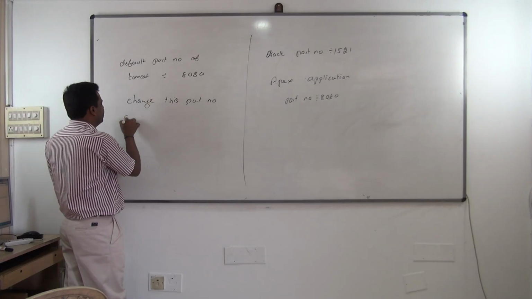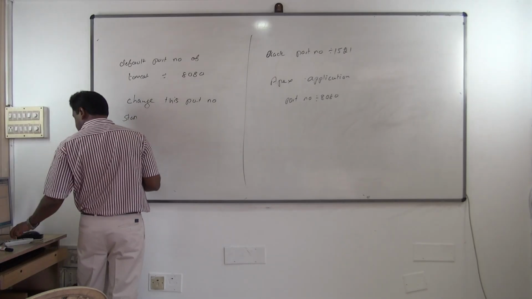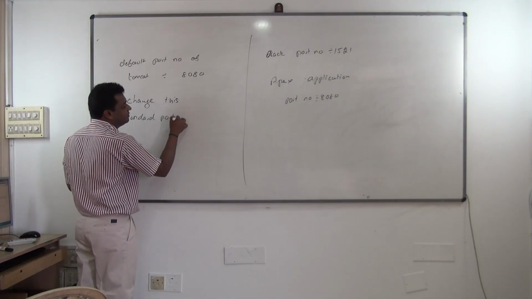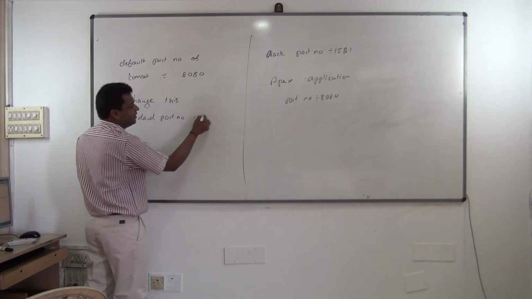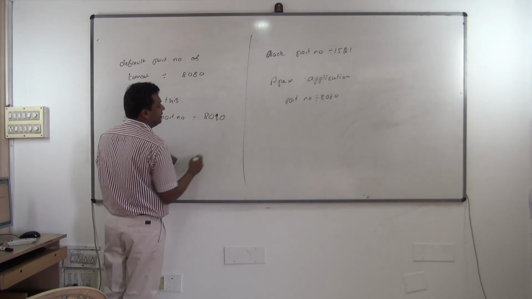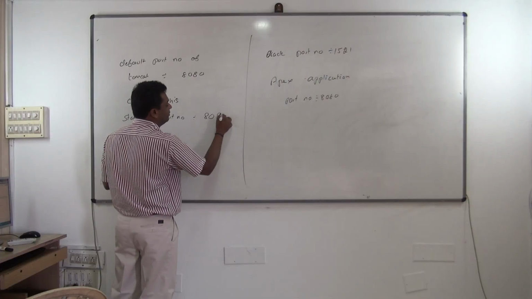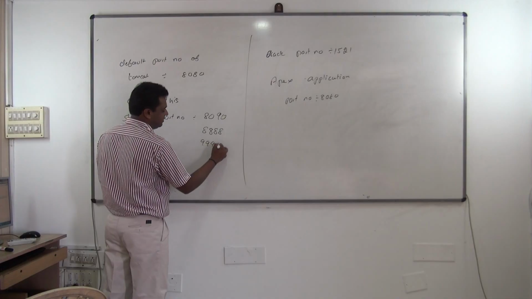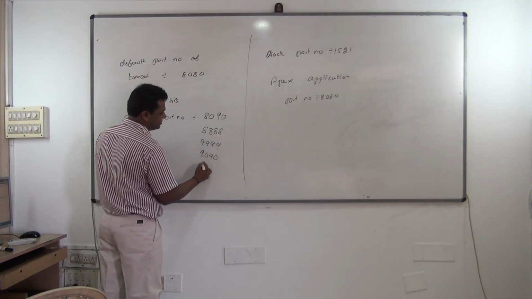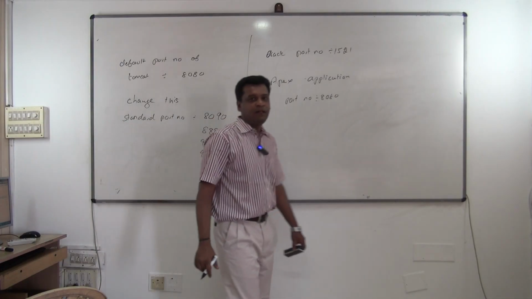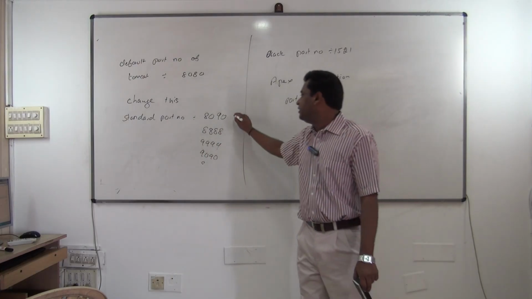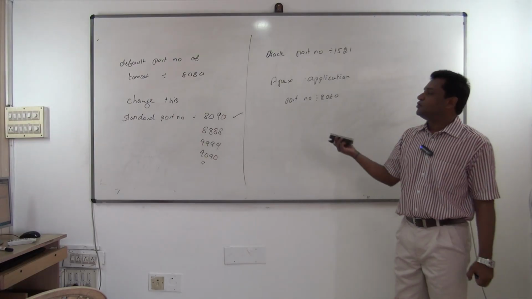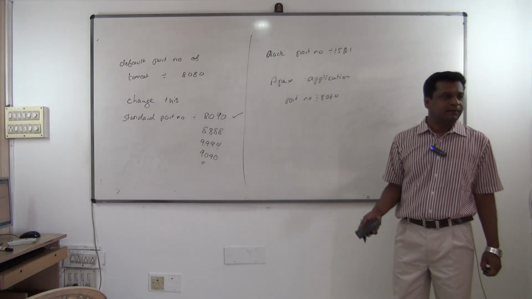Some standard port numbers. In industry we follow some standards, so I'll just list some of them. For example, I can change it to 8090, or 8888, 9999 or 9090, anything like this. It's your wish, any number you want. But I'll be changing it to 8090. These are some standard numbers we use. So let me show you how to change the port number now.